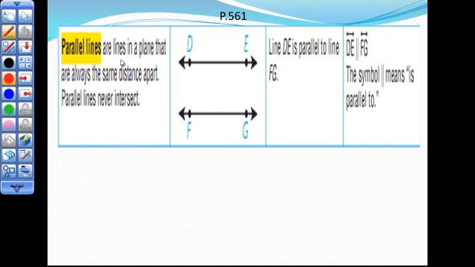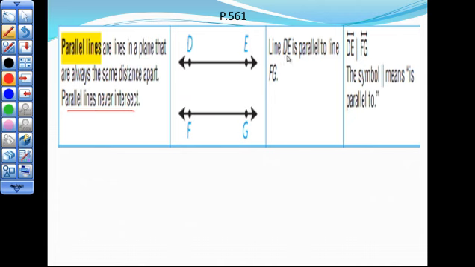Parallel lines are lines in a plane that are always the same distance apart. Parallel lines never intersect. This is the main sentence that I want you to put inside your mind. Parallel lines never intersect.